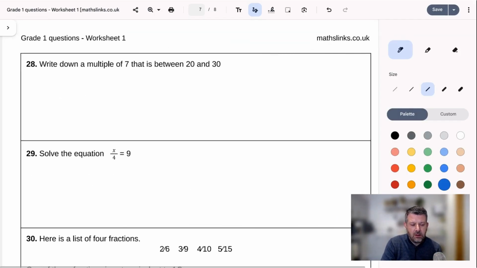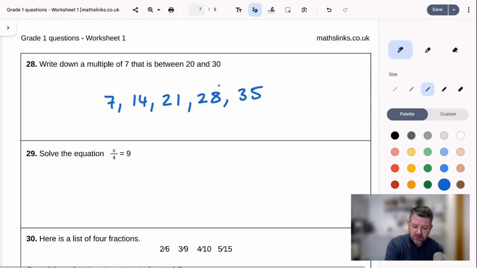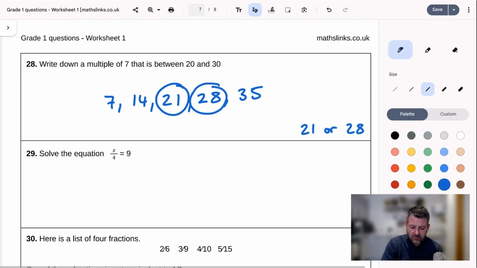Question 28 here. We're after a multiple of 7. So multiples of 7 are the 7 times table. Not to be confused with factors. Factors are numbers that go into 7. Only 2 numbers go into 7 because it's prime. But there's an infinite amount of multiples of 7. Which one's between 20 and 30? Well, just 28. Sometimes there's more than one choice. In this case, oh no, there is more than one choice, 21 as well. So you'd have a choice of either 21 or 28. Okay, either one of those is fine.